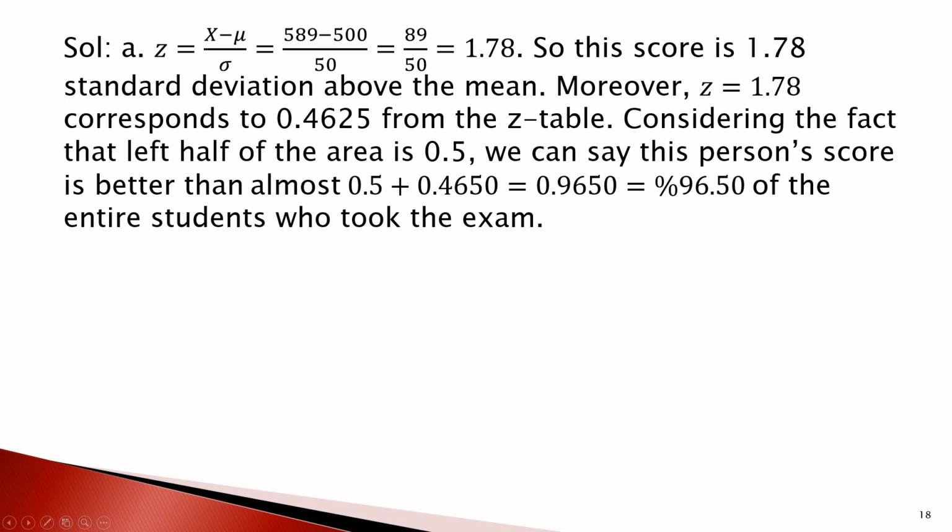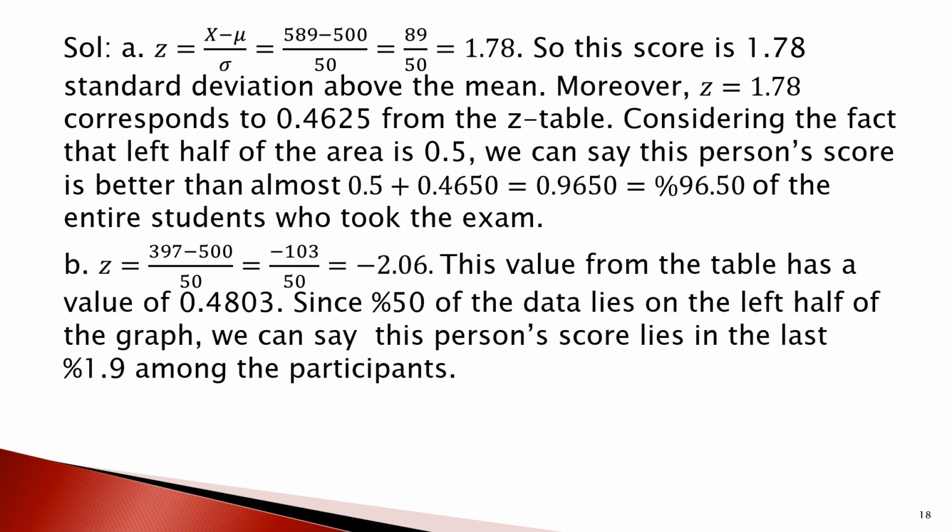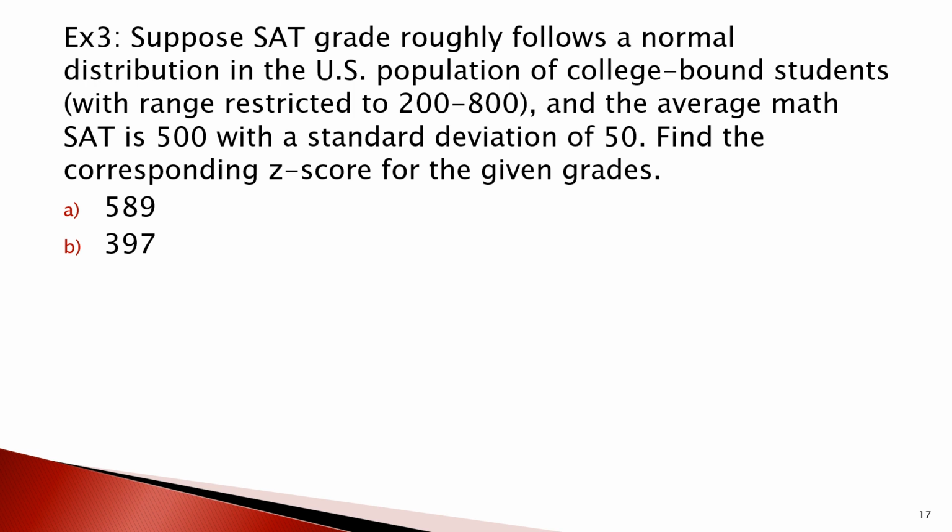So that means, guys, this person's score is better than almost 96% of the entire students. Okay, because he is already above the left 0.5. Okay, and he is also above the right 0.46. If we sum them up, we are going to find 0.96. Okay, so that means this is a pretty good score.